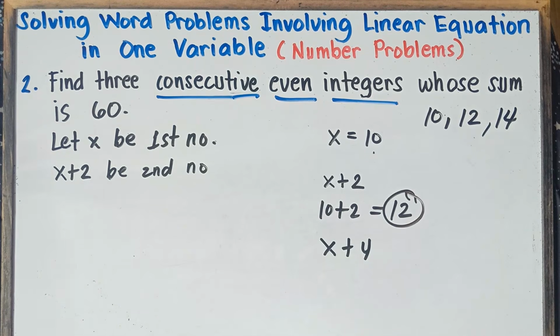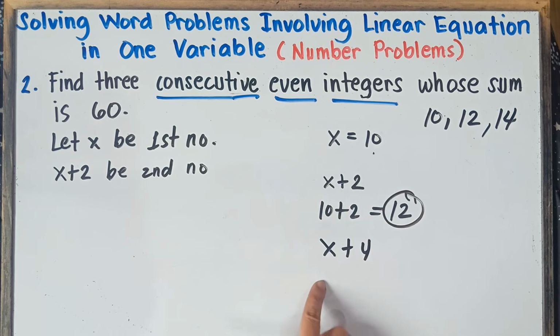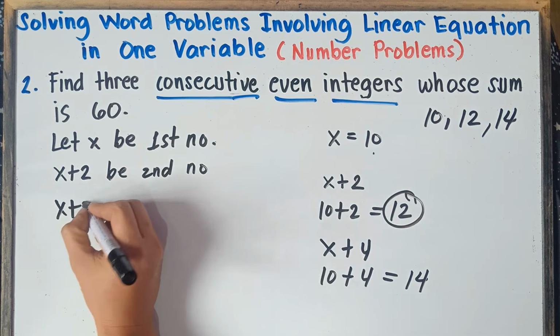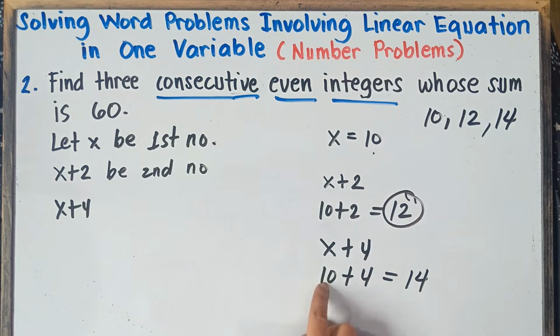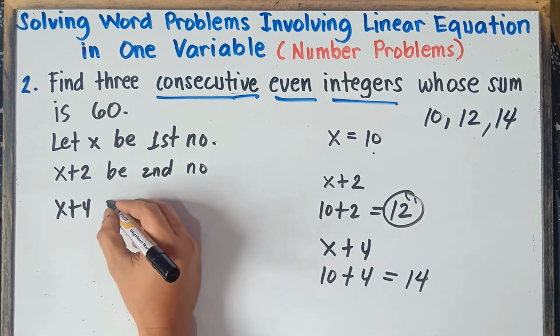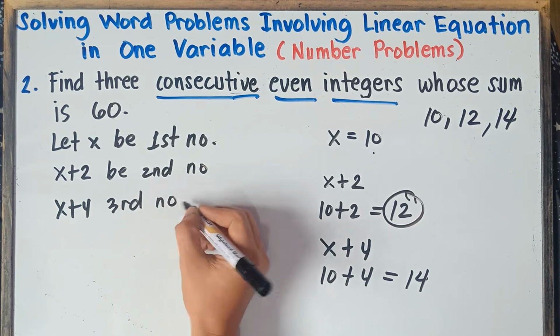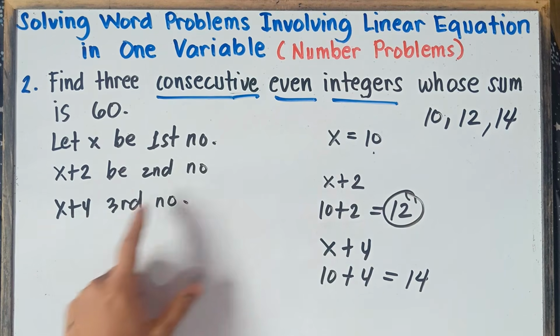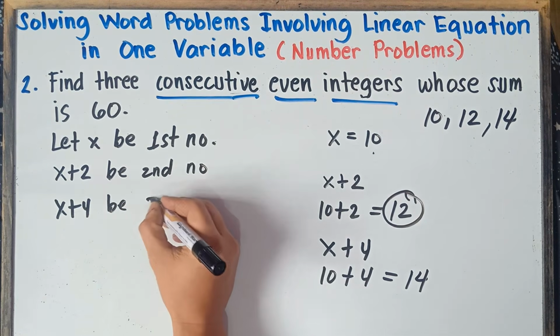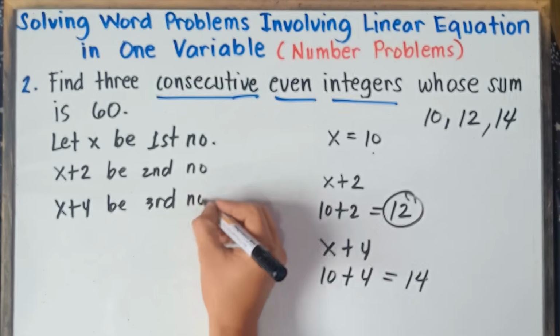Question, why is that, sir? Because if your x is 10, and then plus 4, what's the answer, class? That's correct. That would be 14. So therefore, class, your third integer should be x plus 4. Why is that, sir? Because 10, your first integer, plus 4, would be equal to 14. So this will be the third integer. X plus 2 is the second number, x plus 4 is the third number.